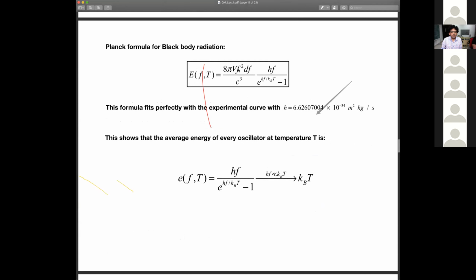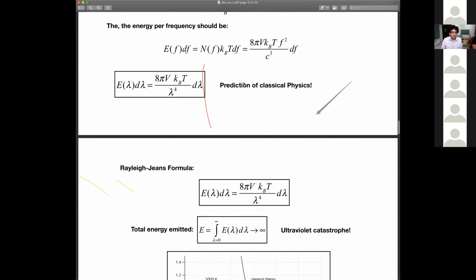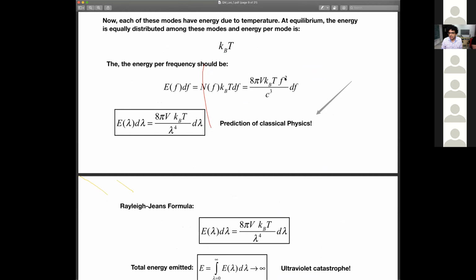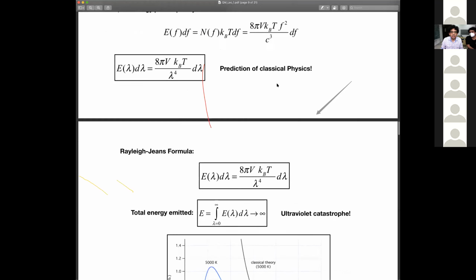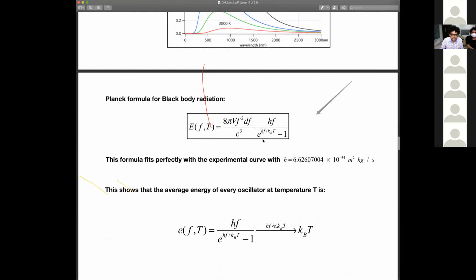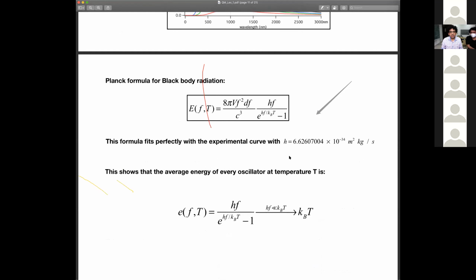Now the 8 pi v f square df over c cubed is exactly the same. If you forget the k times t, he did not take the equipartition of energy this way. 8 pi v f square over c cubed is still the same, but the kBT is now replaced by this particular factor. So basically, he said that this counting of the number of modes is still okay, but the average energy of the oscillator is not just kBT. kBT simply means it is continuous. T can be anything, so the body can absorb or emit any amount of energy that it wants.